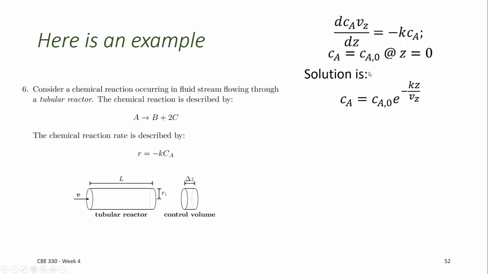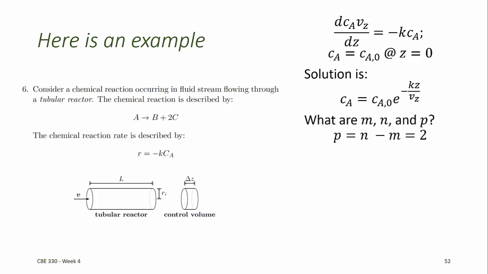Then we can solve the equation to predict the concentration of A at any point z down the length of the reactor. It's equal to the initial concentration times e to the minus kz divided by v sub z, where k is the rate coefficient for the first-order decomposition of A, z is the position down the length of the reactor, and v sub z is the z component of the fluid velocity.